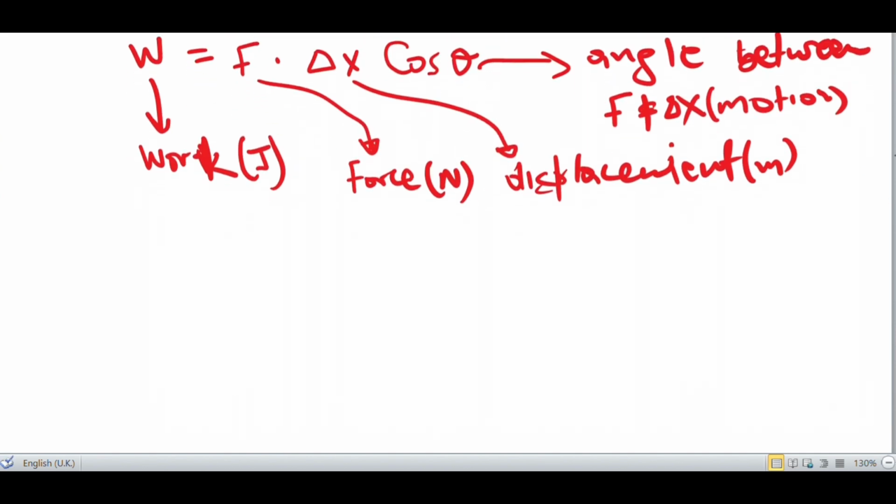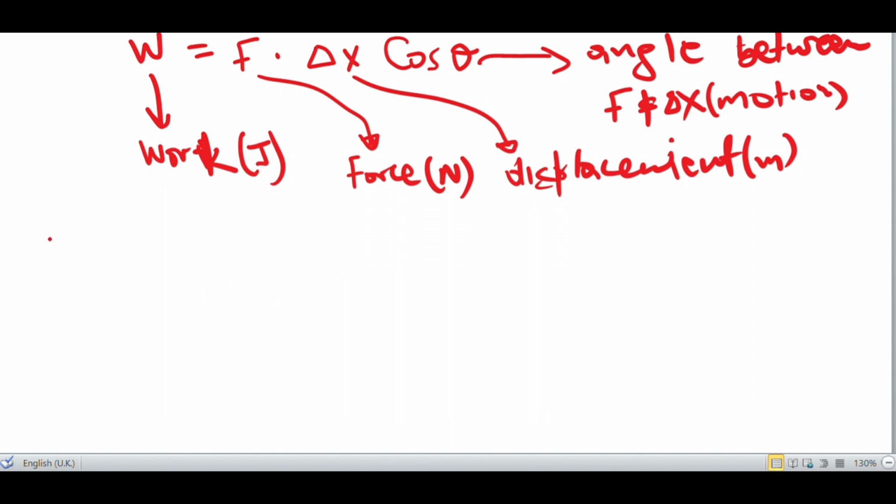So we need to know that the work that is done on an object is a scalar quantity, which means it has only size, no direction. What is important when you are dealing with work, since there is a force involved, is that you must draw a free body diagram first, then you deal with each force.